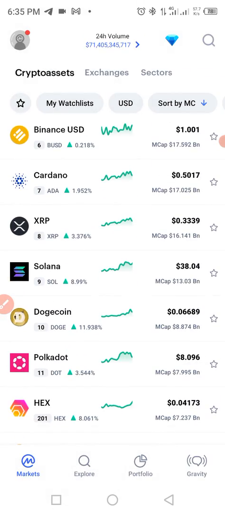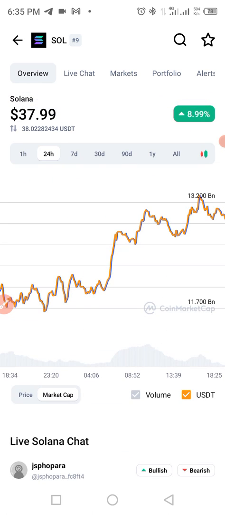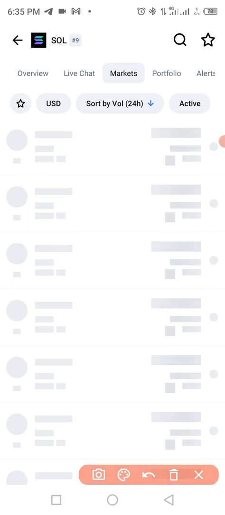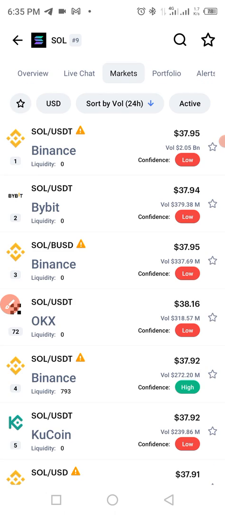So let's look at Solana. Solana is just as simple as that. You just look at it too, and then everything. If you want to buy Solana, just go to the marketplace here. This is it here. So you see all the platforms where you could buy Solana. Okay, so this is it.